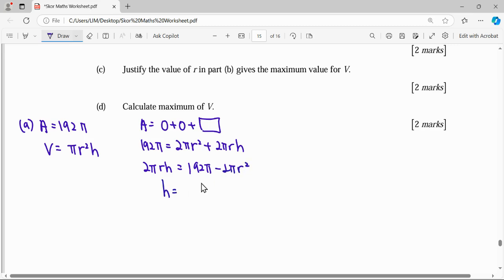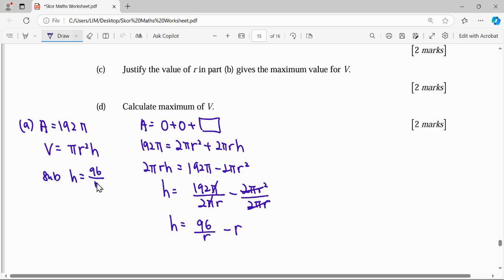So h will be 192 pi divided by 2 pi r, minus 2 pi r squared divided by 2 pi r. So pi can be simplified. So h will be 96 over r, and then this can be simplified, minus r. So we're going to substitute h equals 96 over r minus r into the volume.